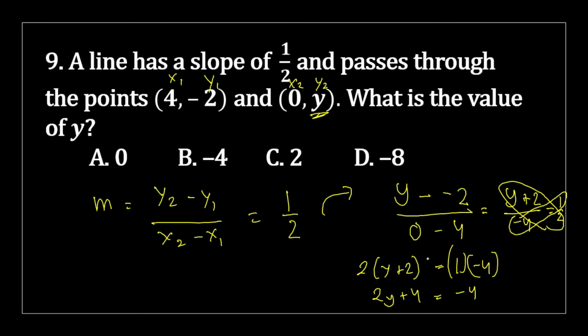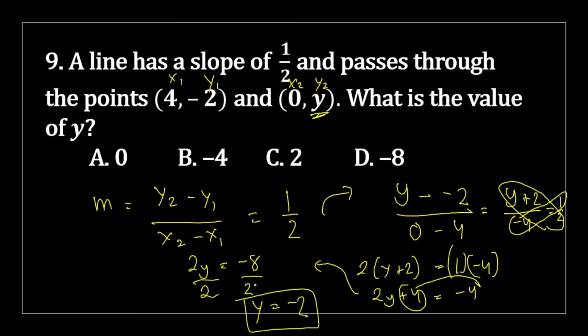So let's transpose 4 to the other side. So we have 2y is equal to negative 8. Divide both sides by 2. Then the value of our y is equal to negative 2. Oh, sorry. The y is equal to negative 4, because negative 8 divided by 2 is negative 4. So the answer is letter B.